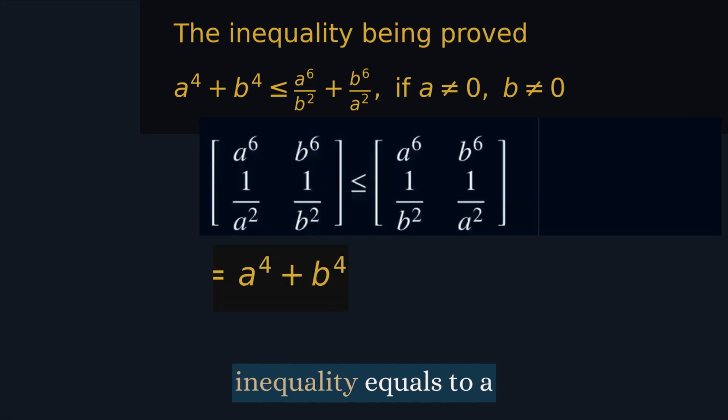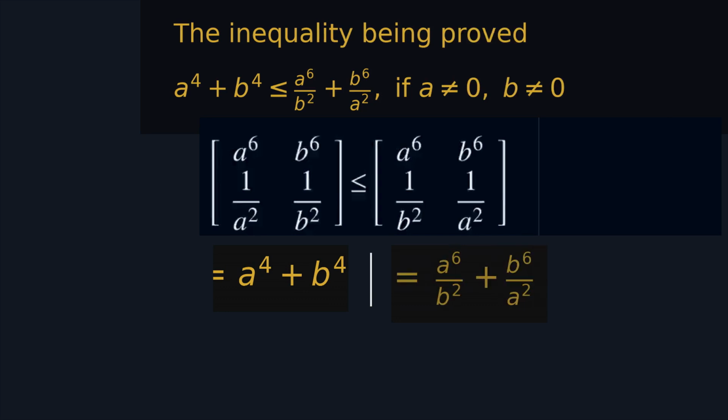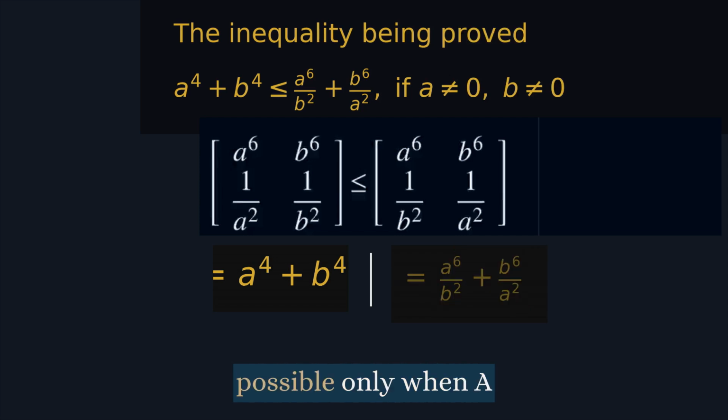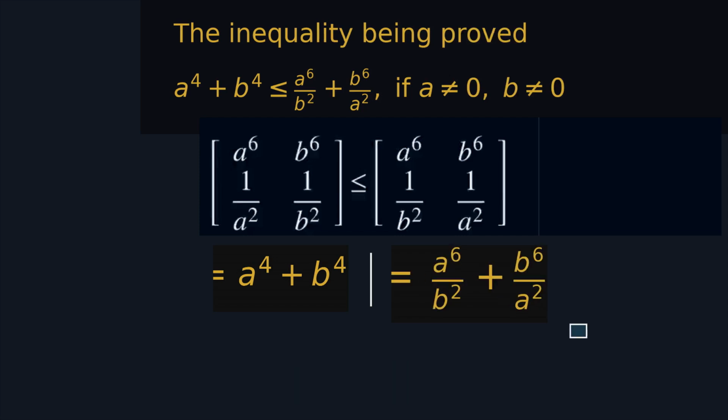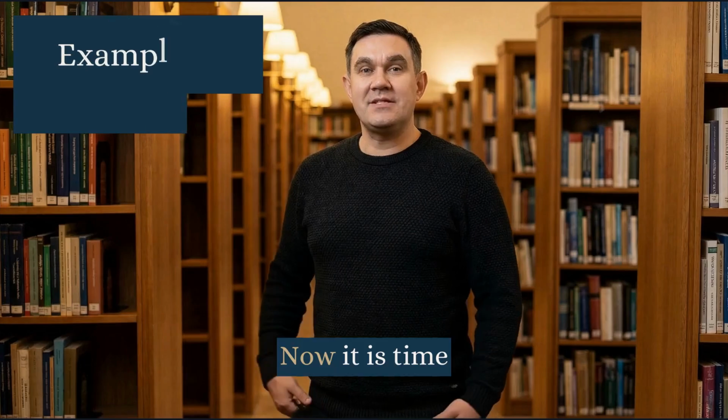The left side of the inequality equals a to the fourth plus b to the fourth, and the right side equals a to the sixth over b squared, plus b to the sixth over a squared. Note that equality is possible only when a equals b. Thus, proof is complete. Now it is time for the fourth example.